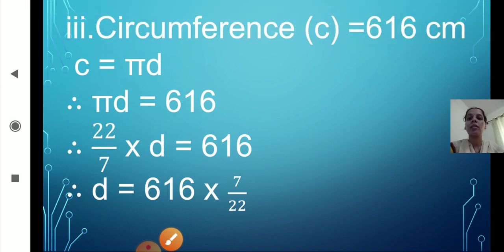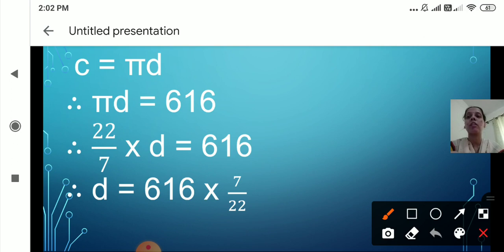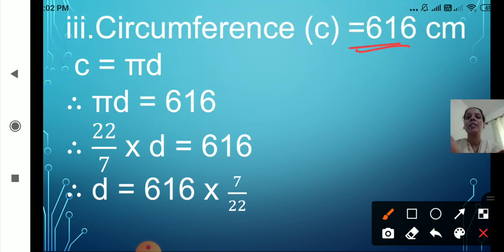Yes, in the third one, circumference is given. Now we have to find out radius and diameter both. So see here in the question, circumference is equal to 616 centimeter is given. So first we will find out diameter. So what is the formula to find out diameter?